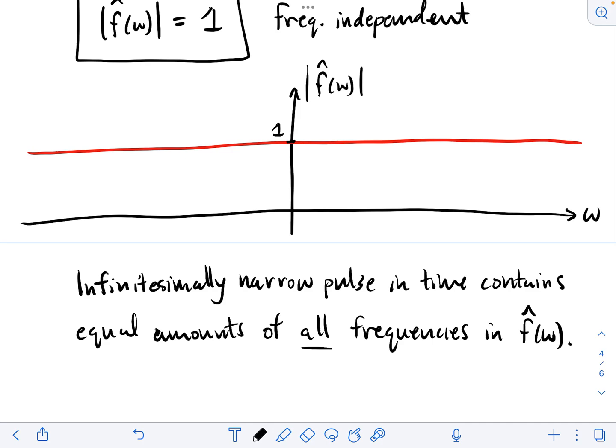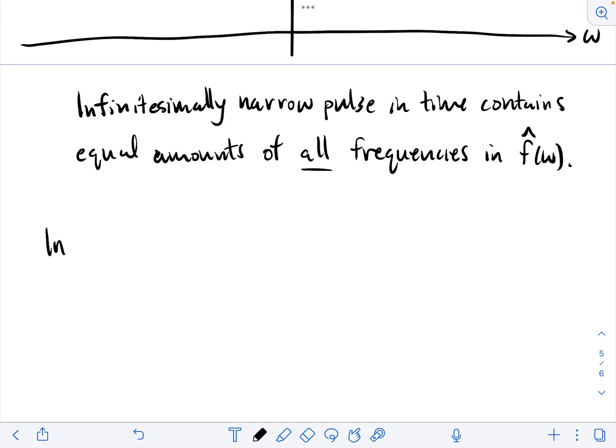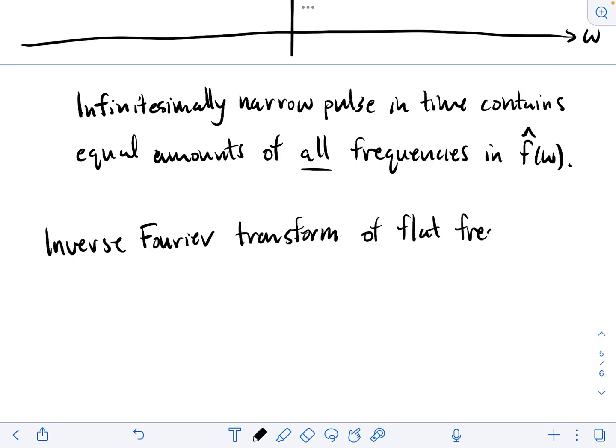Before we leave this example, we can do a fun thing. We've now evaluated two Fourier transforms, but we haven't evaluated any inverse Fourier transforms. And so what we're going to try to do is evaluate the inverse Fourier transform of f hat of omega equal to e to the minus I omega t naught, which is the example that we just worked out. So, the inverse Fourier transform of a flat frequency spectrum. Okay, and again, we're just going to use the example that we just did. So i.e. f hat of omega magnitude is just 1, and f hat of omega is e to the minus I omega t naught.